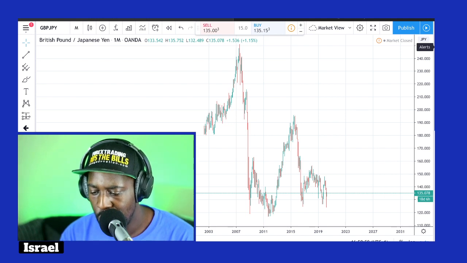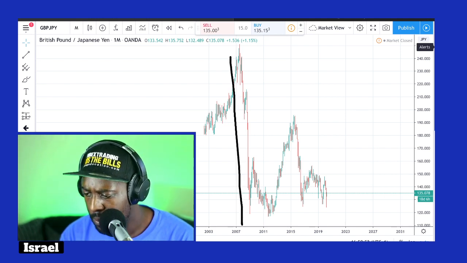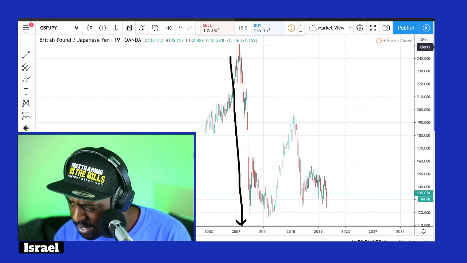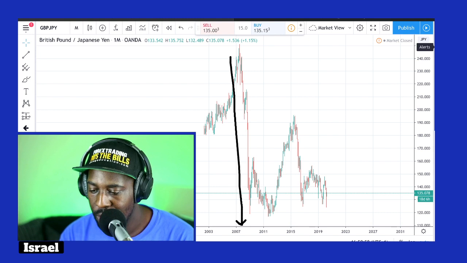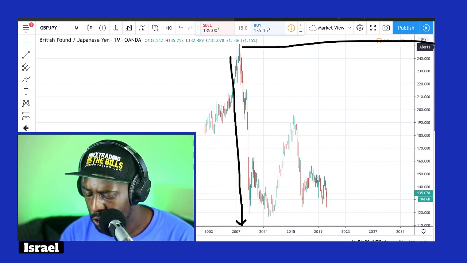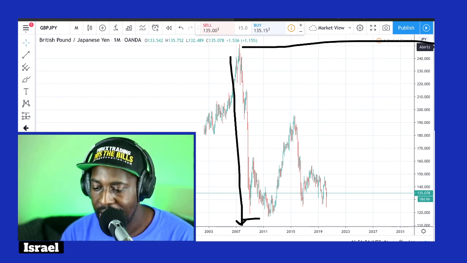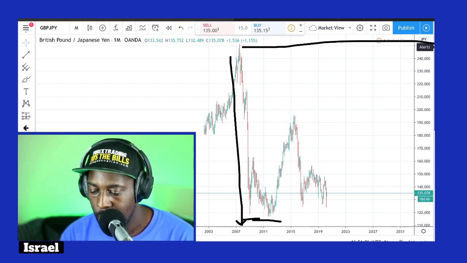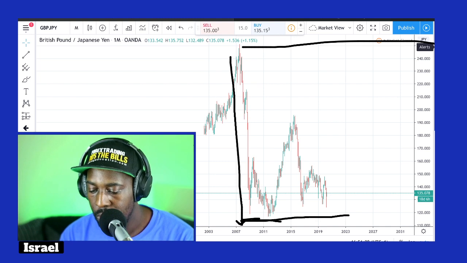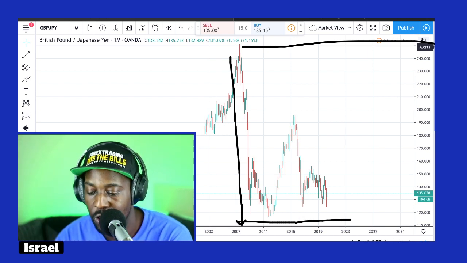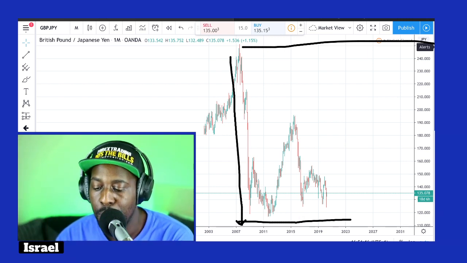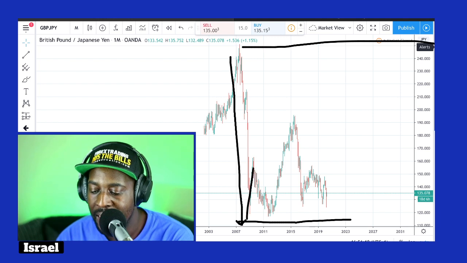2007, 2008, right? Huge sell-off. From what's that? 240 up here, 240, right? All the way down to 126-ish. So where we are right now, we're close to levels from 11, 12, 13 years ago. Okay, this huge financial crisis global. And we can see that price tried to push up once, came right back down to this key area.